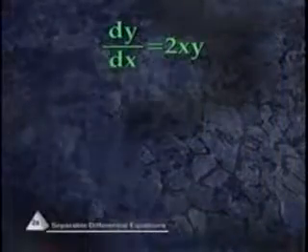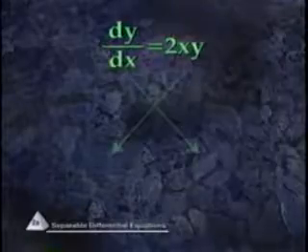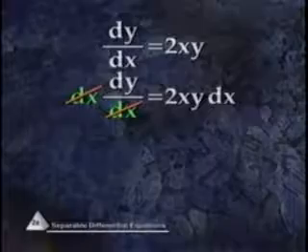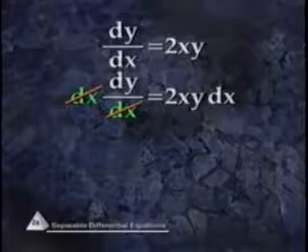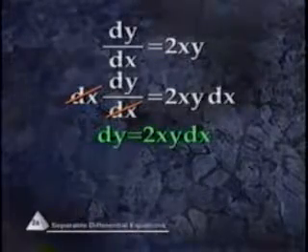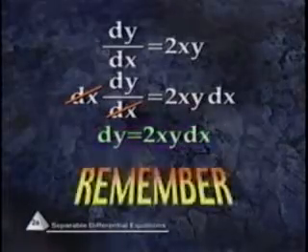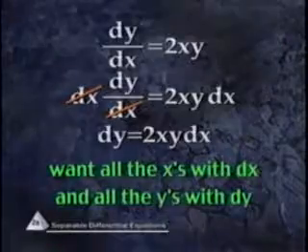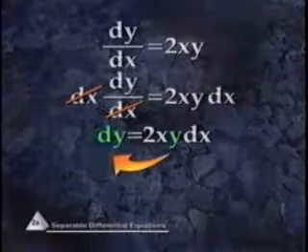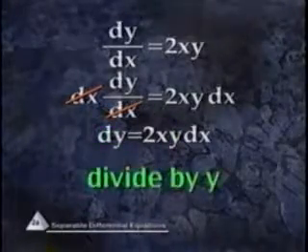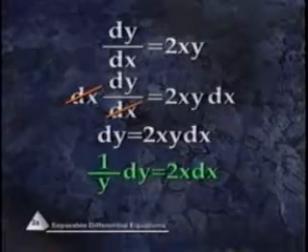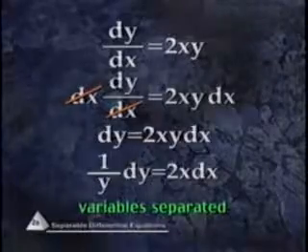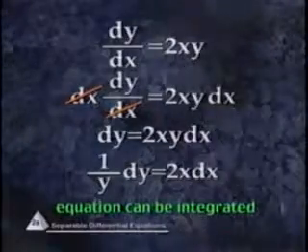Given this equation dy dx equals 2xy, we can easily separate the variables. If we multiply by dx to get dy by itself on the left side of the equation, we get dy equals 2xy dx. We're almost finished, but remember, we want all the x's with dx and all the y's with dy. So to get this pesky y over to the left side with dy, we divide by y and get 1 over y dy equals 2x dx. Now the variables are separated, and we have an equation that can be easily integrated.